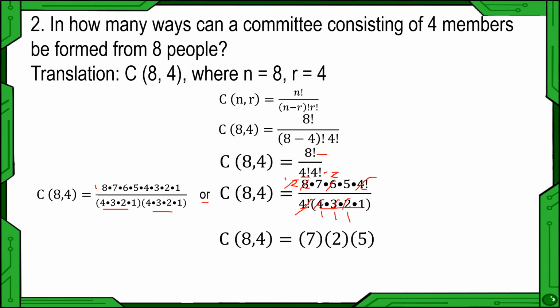So from our numerator, we can only have 2 times 7 times 5. So the answer is 2 times 7 is 14, and 14 times 5 is equal to 70. So combination of 8 and 4 is equal to 70 ways. So I hope that you learn combination from our tutorial video for this day.